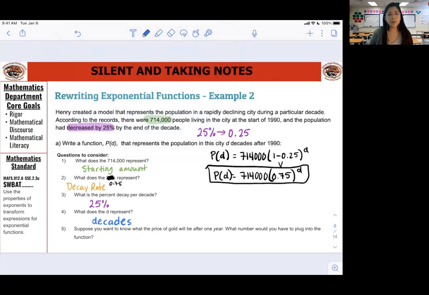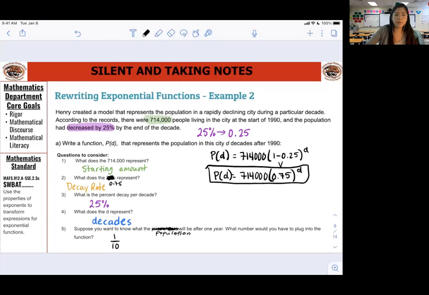Okay. Suppose you want to know the population. What the population will be after 1 year. What would you have to plug into the function? One over 10. You got it. Good job.